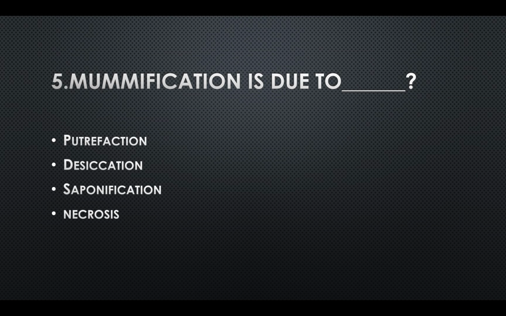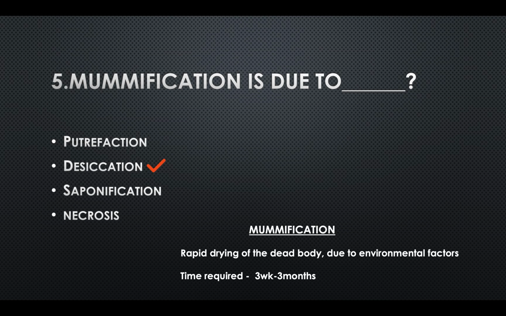Mummification is due to: option A putrefaction, option B desiccation, option C saponification, option D necrosis. Answer: option B desiccation. Mummification is a rapid drying of the dead body due to environmental factors. Time required is 3 weeks to 3 months.